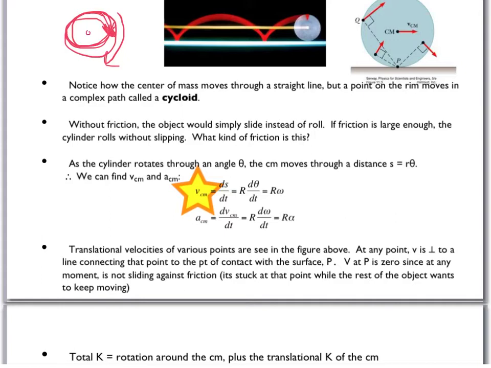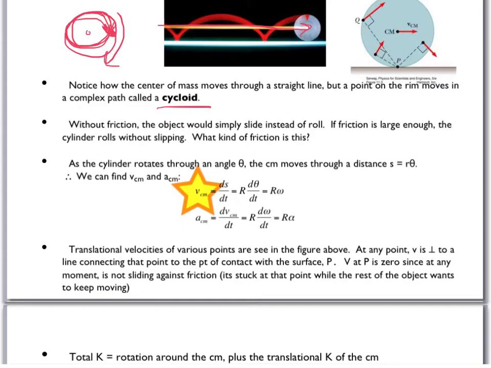Notice in the figure above how the center of mass moves through a nice straight line. But if we were to watch a point on the rim or the edge of this rolling object, like we were talking about with the CD, it does not move in a nice circular path. Instead, it moves in a more complex path that we call a cycloid.